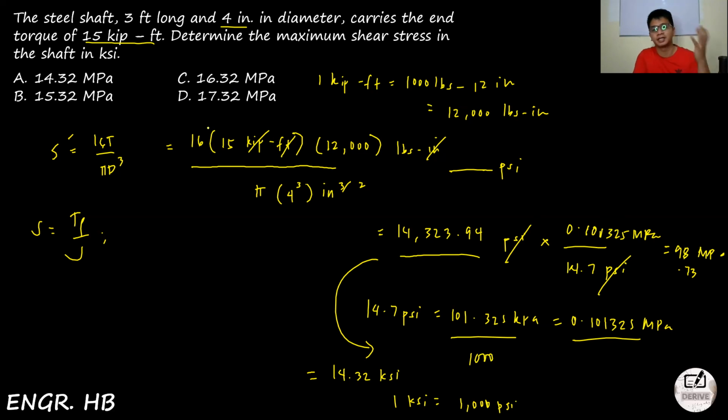So this really happens in board exam problems. But our answer should be letter A, because 14.32 KSI, so the unit should be KSI. So the answer is letter A.